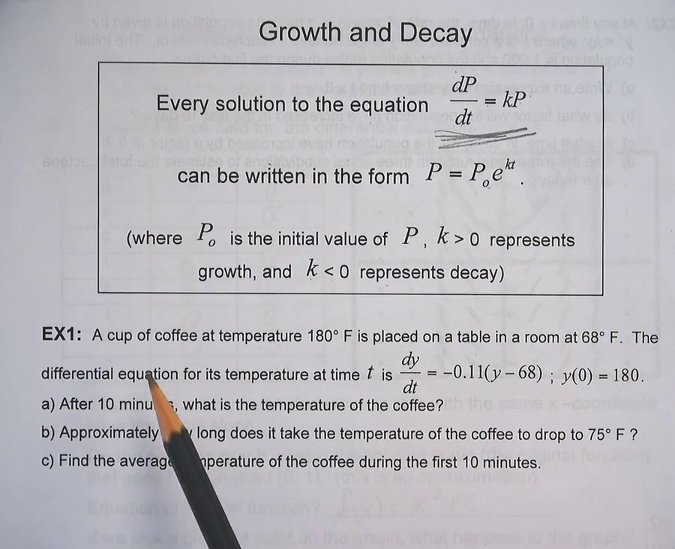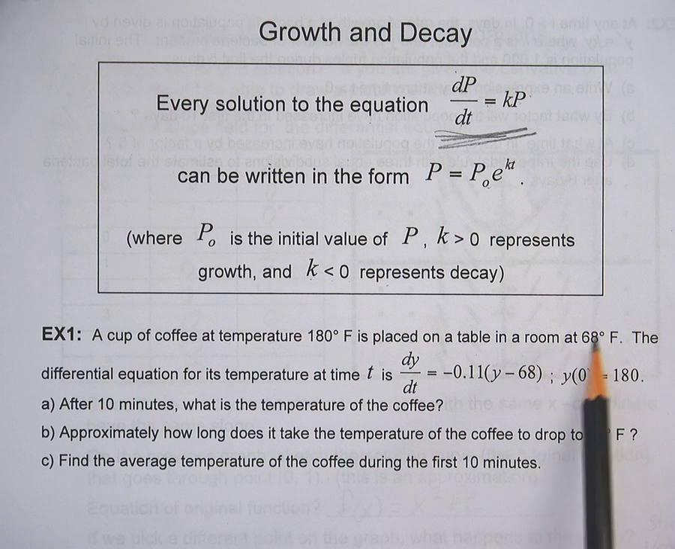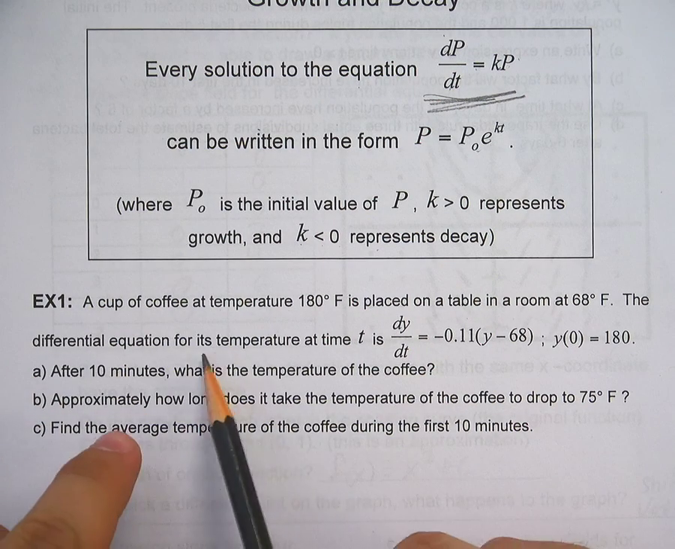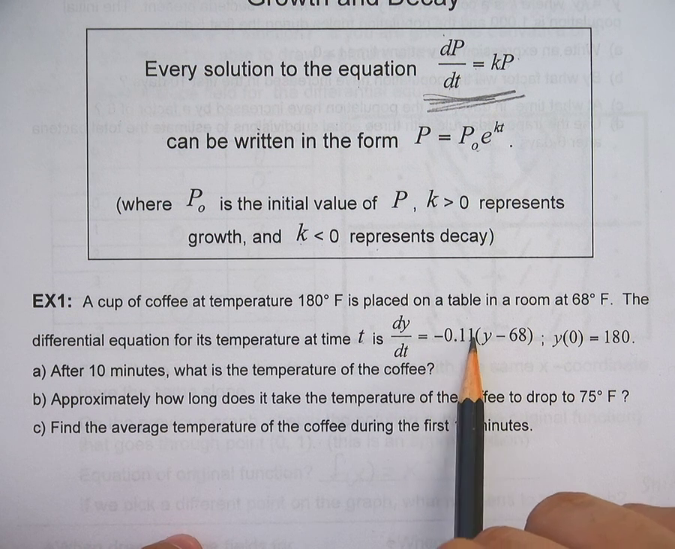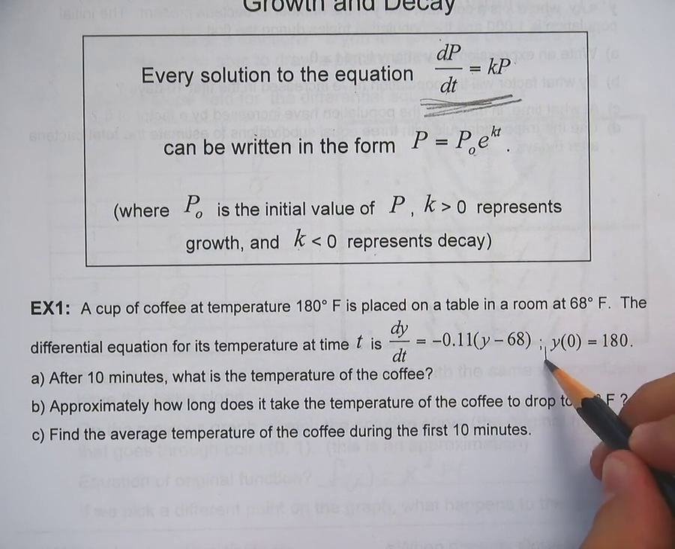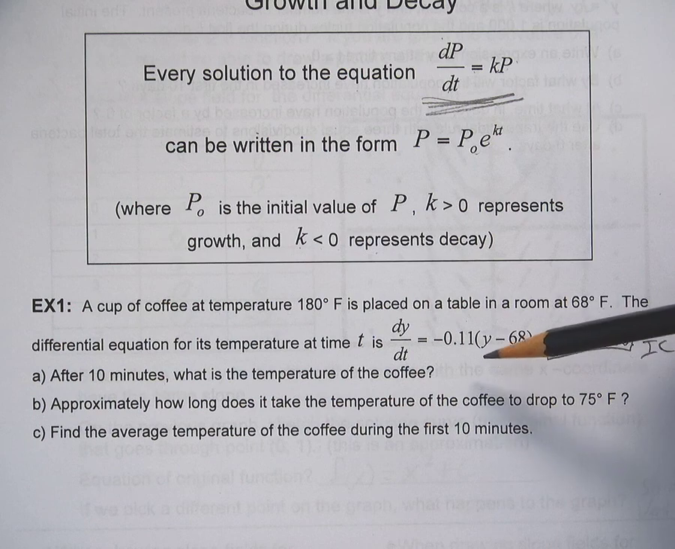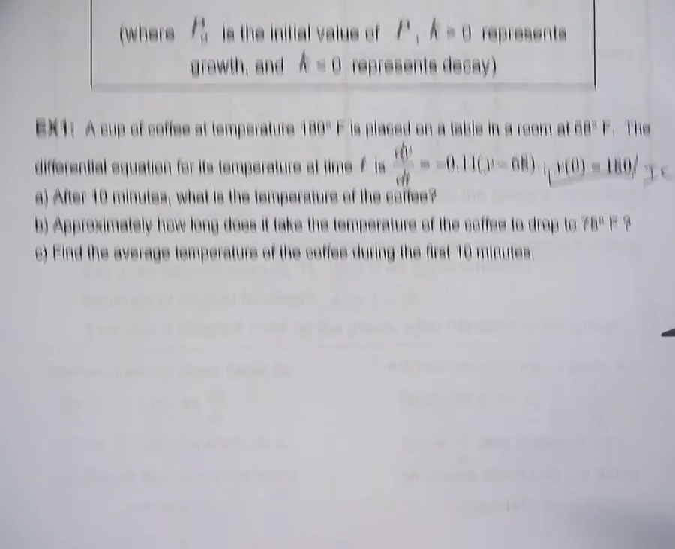For example number 1, it says a cup of coffee at temperature 180 degrees Fahrenheit is placed on a table in a room at 68 degrees Fahrenheit. Now this is the typical calculus question. You put a hot cup of coffee on a table in a room that's colder than the coffee. The differential equation for its temperature at time t is dy/dt = -0.11(y - 68) and y₀ = 180. This is my initial condition. Now, you'll notice this equation does not fit the format of just kP, so I can't use my shortcut here, so I'm just going to move this up for a second.